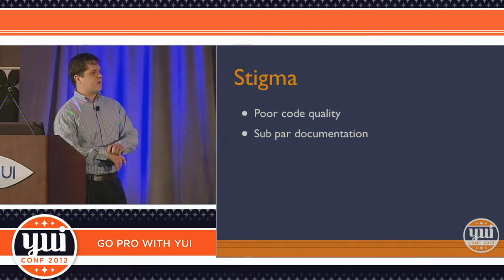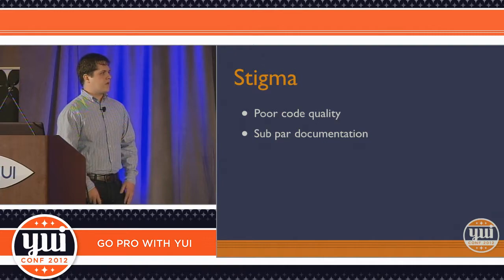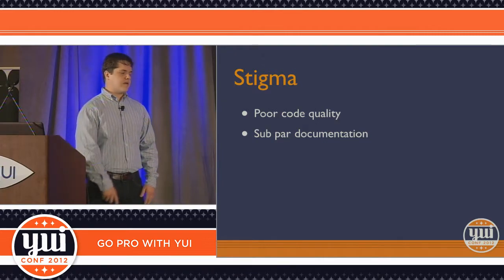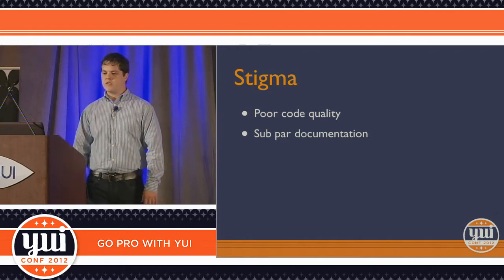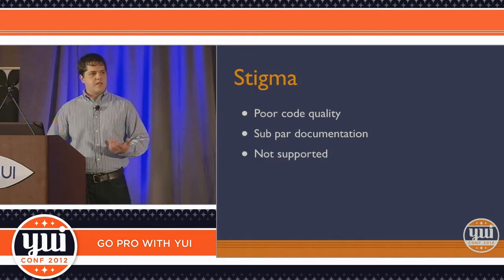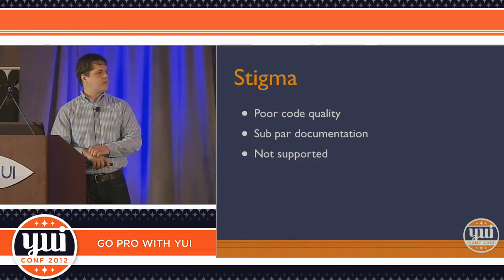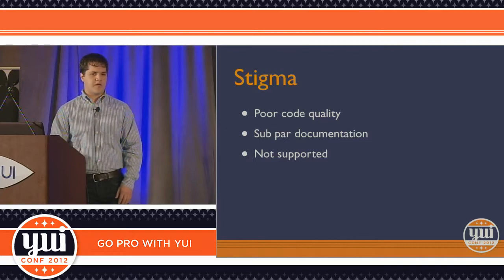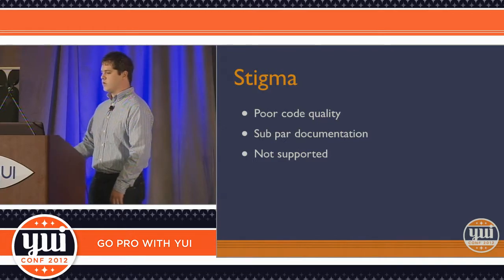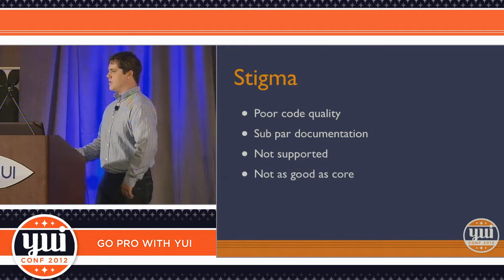Subpar documentation. It's up to the developer to write documentation. It's not really comparable to the stuff that you would normally see inside of YUI. That's one of the things that's changing. After a while, it becomes unsupported. Usually it's someone who wrote some code, pushed it up, and they just wanted it on the CDN so that they could use it in a use statement without having to run their own local combo loader. And the last one is that it's just not as good as the core.